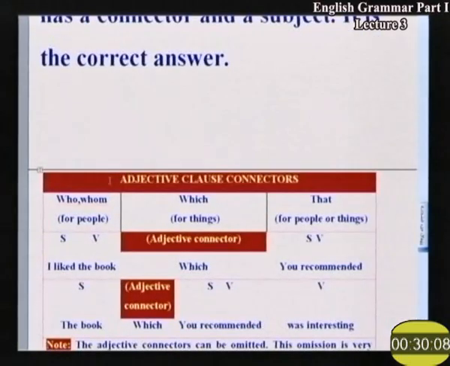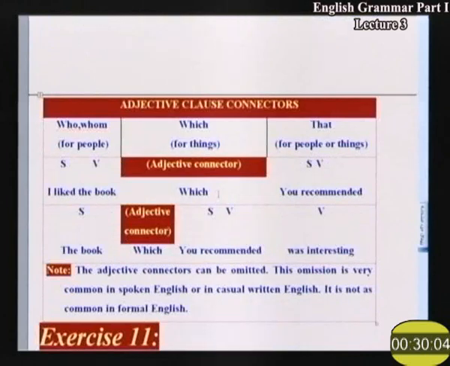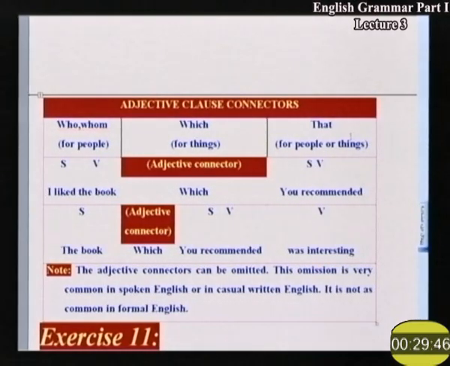Let's see the adjective clause connectors in this chart. I have who and whom for people, who to refer to a subject and whom to refer to an object, which for things, and it has no subject and object forms, and that, also without object and subject forms, for people and for things as well.